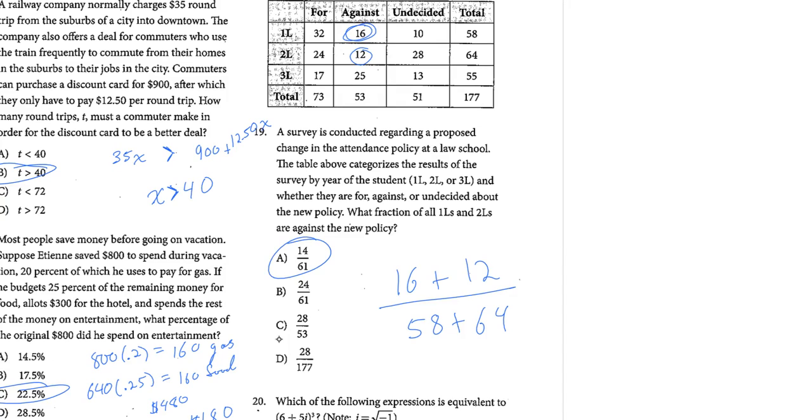So the key idea here is it's looking at us to eliminate. We're not considering all people. We're just looking at the chances that, given I have a 1L or a 2L, what's the chances that they're against it? So the fraction of all of them.